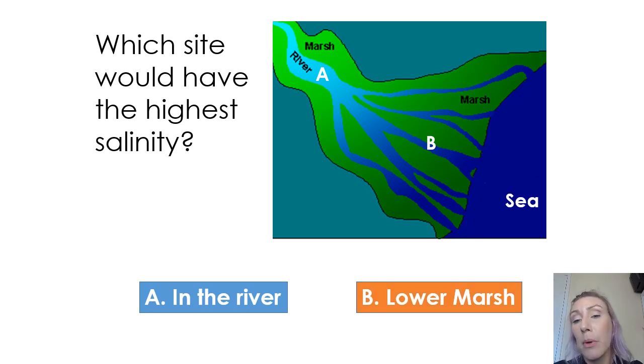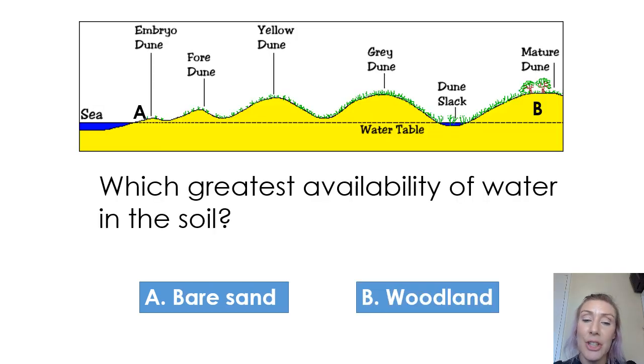Now that can be really important because on the lower marsh you will only find specifically adapted plants that can grow and are tolerant in salty soils. They all have mechanisms that allow them to get rid of salts. So you won't find the same plants present in the river as you would on the salt marsh itself. Okay, to the sand dune.